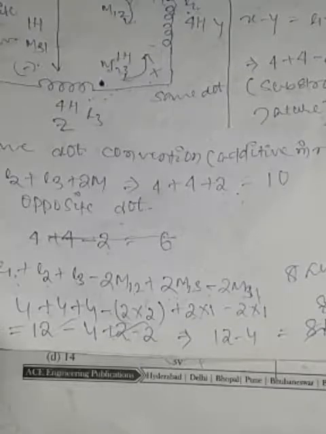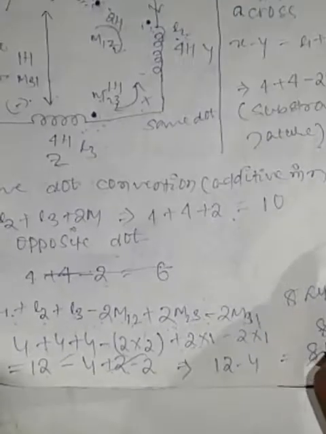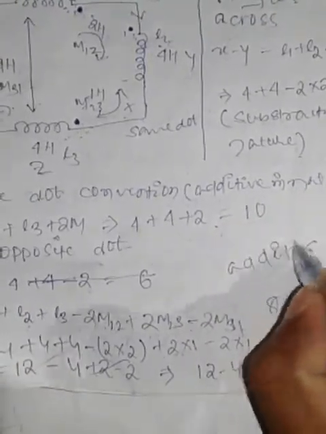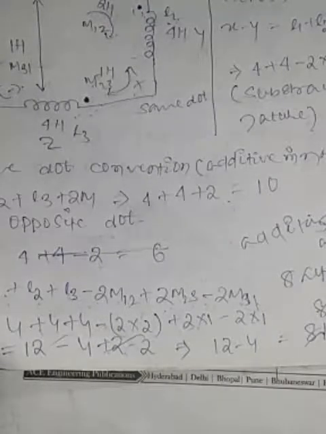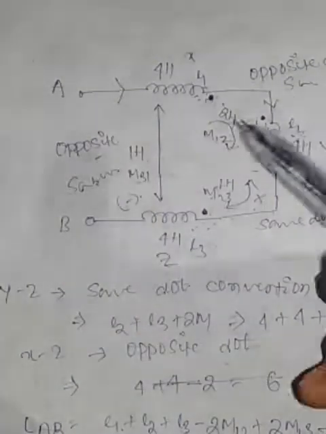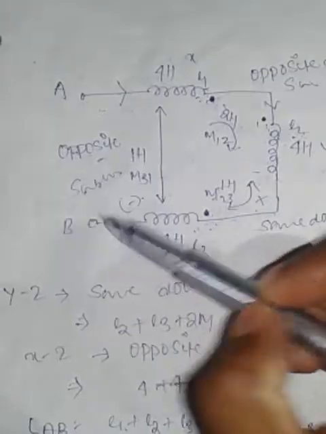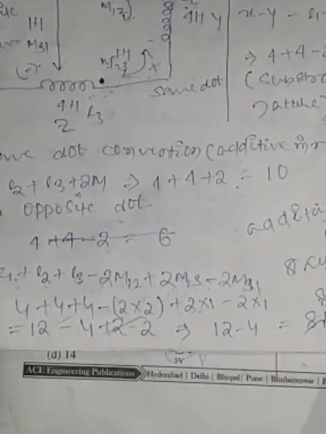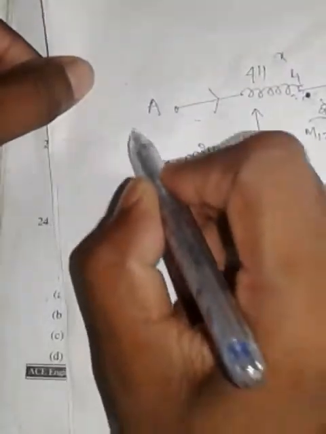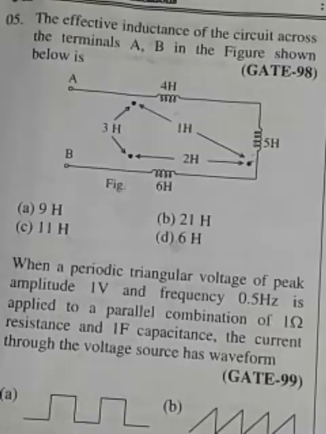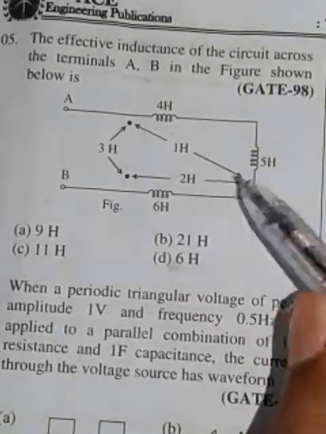All these problems are based on the dot convention. When the dots are opposite, that is subtractive in nature. When the dots are in the same way, they are additive in nature. According to that we will add or subtract. So this is the series connection of the inductor. So the total inductance between terminal points A and B is 8 Henry. This is the figure they have given. Take another similar question.